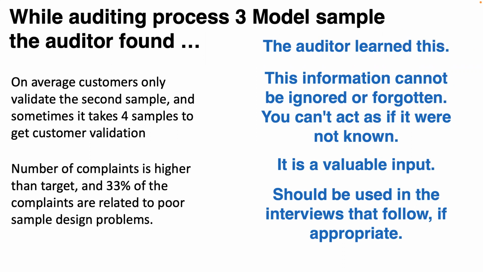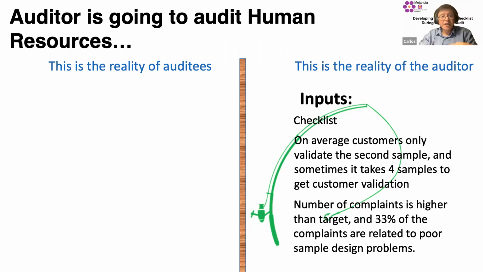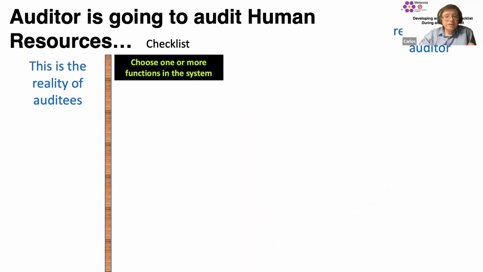So let's consider that now, after auditing the process 3 model sample, the auditor goes to audit the human resources. And what inputs can the auditor use? He uses a checklist and what was learned previously. So let us now use the checklist developed to audit clause 7.2. Remember the questions. So this is my first question in the checklist.